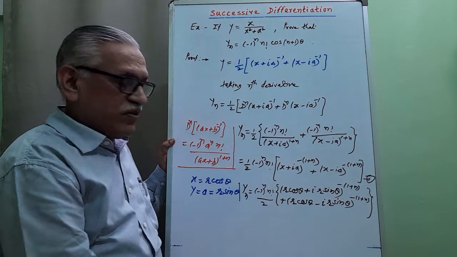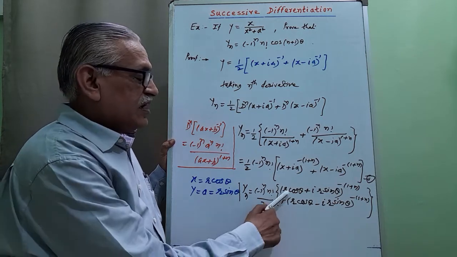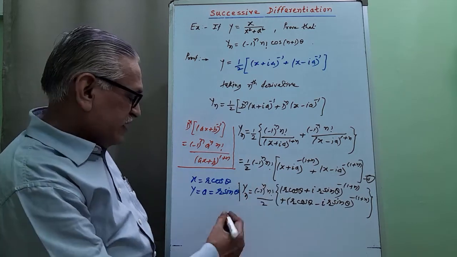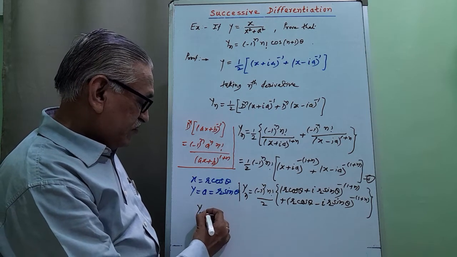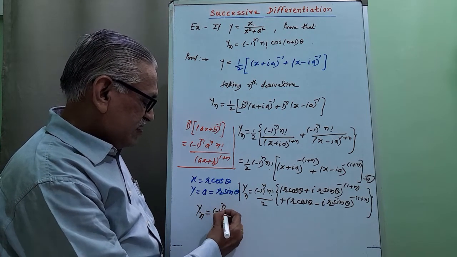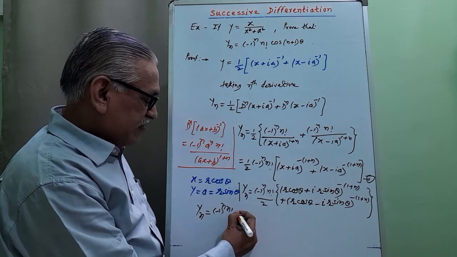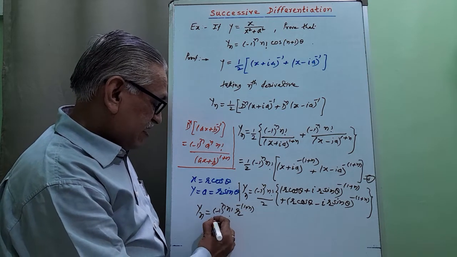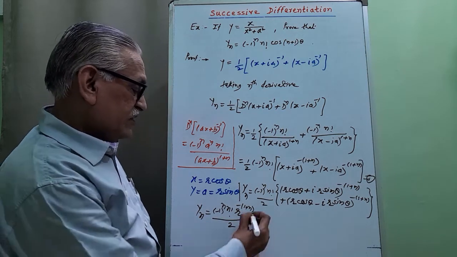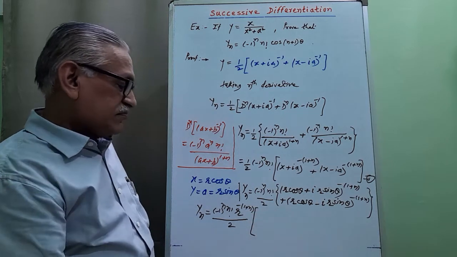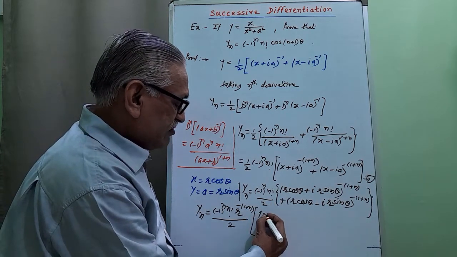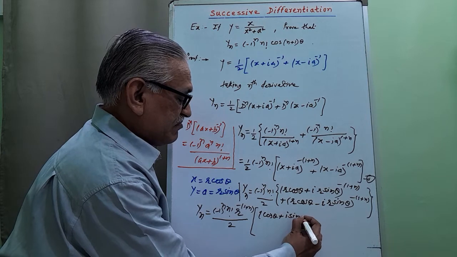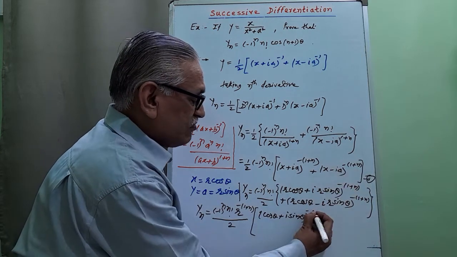From this bracket I can take r common. From this also I can take r common, and while taking it outside it is raised to minus (1 plus n). Therefore from these two terms I will take it outside. We get yn is equal to, therefore, minus 1 raised to n, n factorial, and that common term r raised to minus of (1 plus n), and divided by 2. Remaining terms are, here remaining is cos theta plus I sin theta, and that raised to minus (1 plus n).